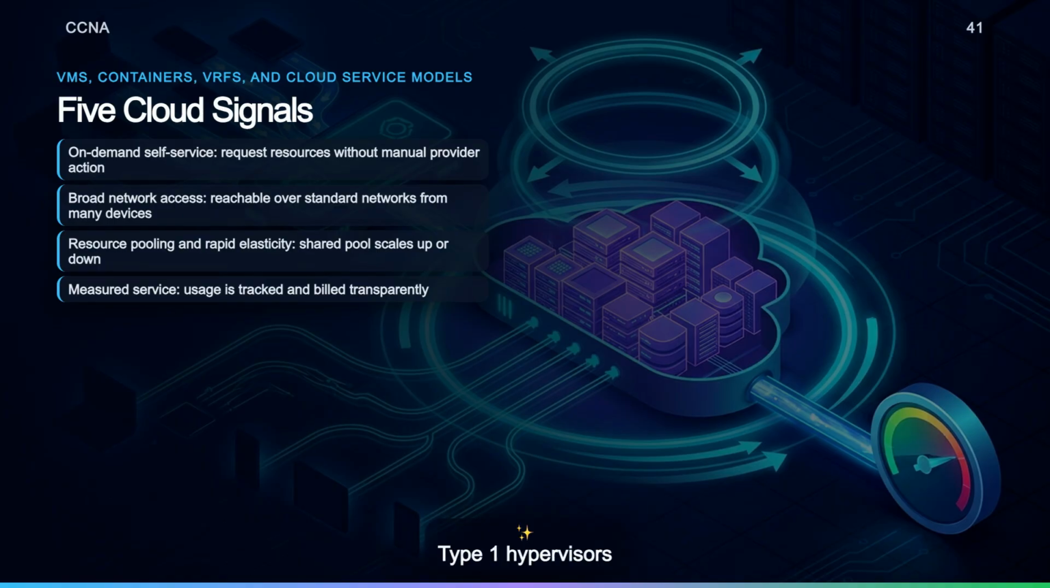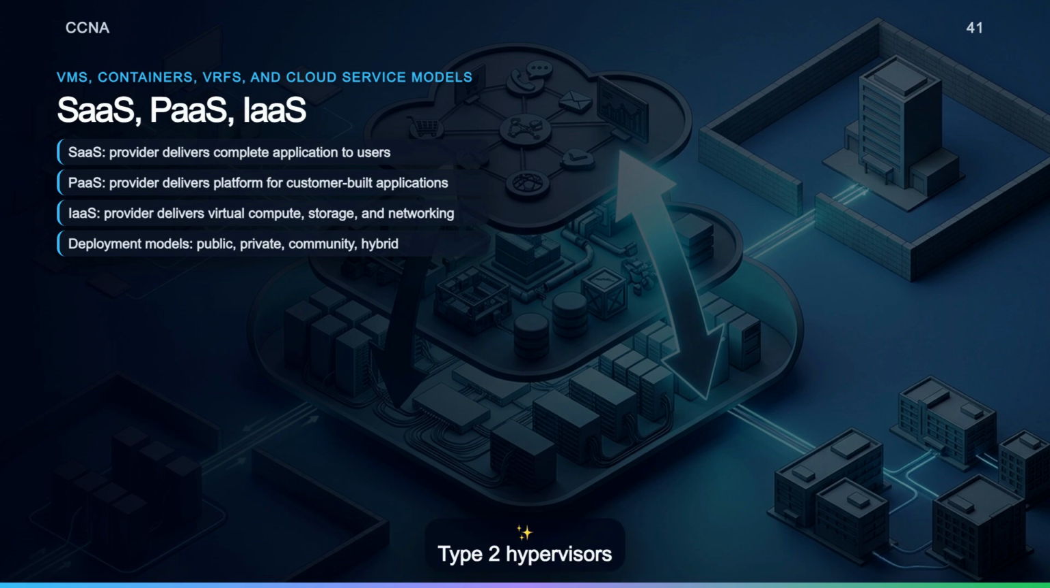Quick recap. Type 1 hypervisors run directly on hardware and dominate server virtualization. Type 2 hypervisors run on a host OS and are common for labs and desktops. VMs use vNICs and virtual switches, often with trunk links to carry multiple VLANs. Containers share a host OS through a container engine, so they are faster and smaller than VMs, but have a different isolation model. VRF creates separate routing tables on one router, allowing overlapping IP space and isolated forwarding.